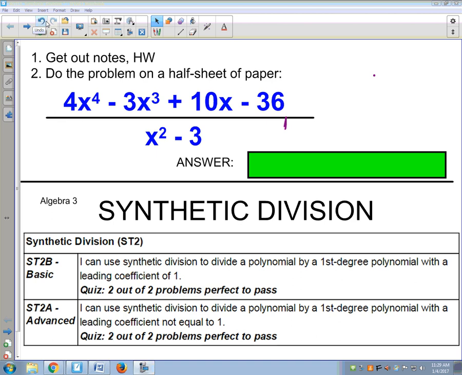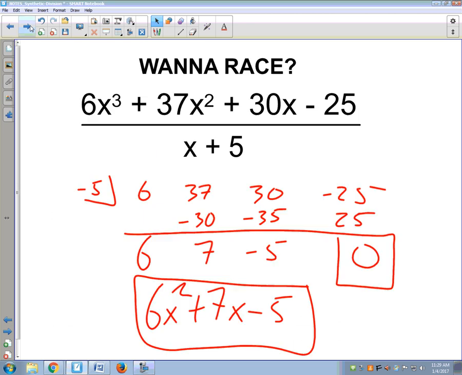Drive home the point that there is a faster way to do these sometimes, depending on the problem. It's called synthetic division. That's what we're going to do today. So most of you probably use long division to do this. I use synthetic division. You can see the amount of work that it takes is way, way less. The amount of time that it takes is way, way less.